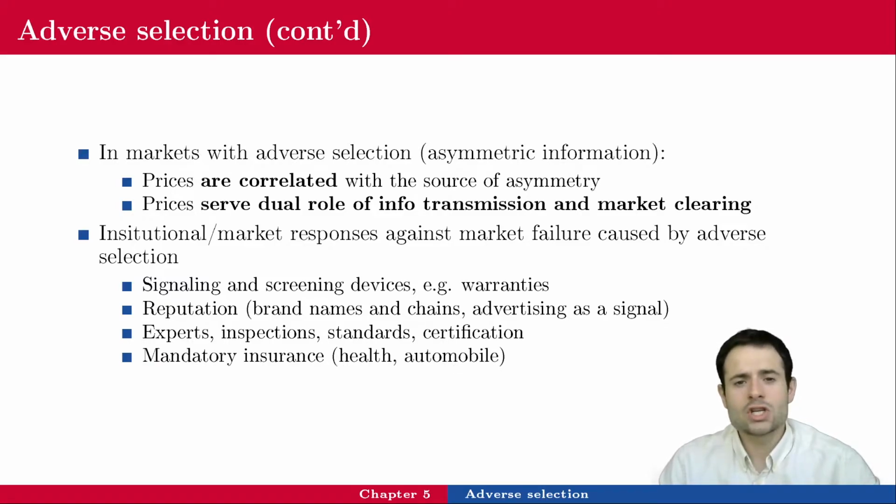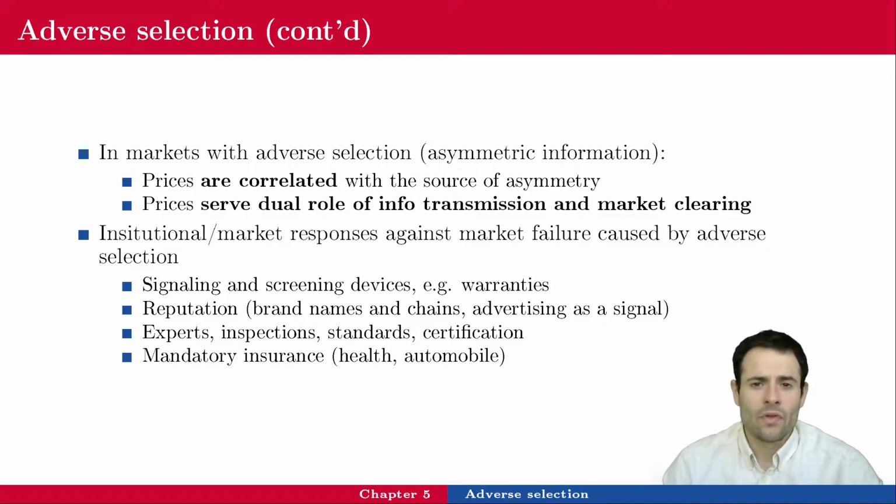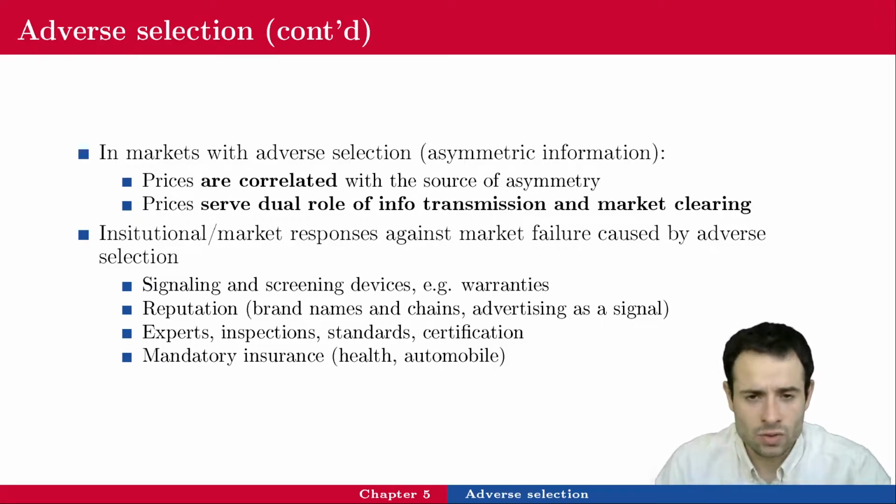Or insurance could simply be made mandatory. As I said before, because of adverse selection, some people might not end up getting insurance. To avoid that problem, you make insurance mandatory. In Canada, at least, when it comes to health and car insurance, they are both mandatory. Enrolling in MSP is mandatory, and getting a car insurance is also mandatory if you want to drive.